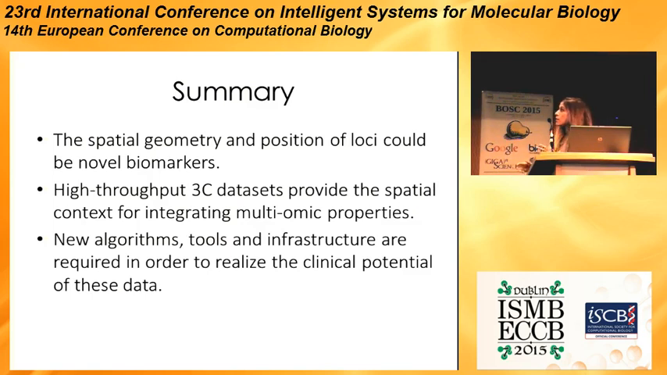So to summarize, these data that give us knowledge about spatial geometry and position of genes could ultimately give us novel biomarkers and a better way to classify and detect things. And this high-throughput 3C data is something worth knowing, even if you're not working with it directly or generating it, something that's worth considering and integrating into your research workflow. And from a computational point of view, we need more algorithms, more tools that are also parallelizable, that consider the different omics and the data integration challenges in order to realize the potential of these data.